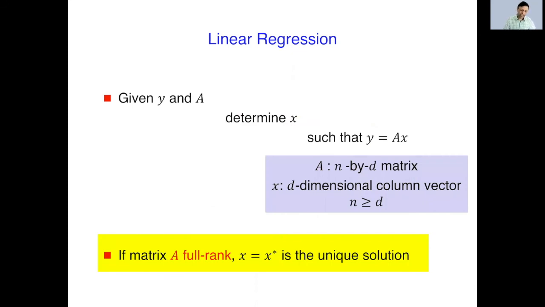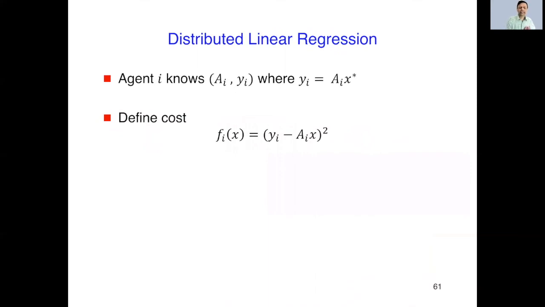So long as matrix A has the right properties, there is a unique solution for y equal to Ax. In particular, matrix A needs to have an adequate number of rows, but also it should be full rank, so that there is a unique solution to this problem. In the distributed setting, this matrix A or vector y is not known to any single agent, but each agent has partial information: some rows of matrix A and some elements of vector y, in particular a_i and y_i at agent i, so that y_i equals a_i x star, and we define the cost function f_i(x) equal to (y_i minus a_i x) squared.